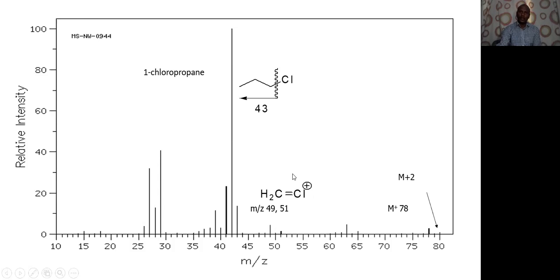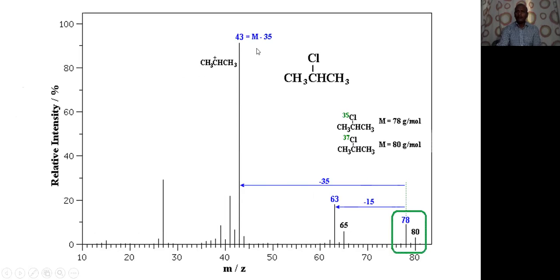Coming to the next one, the first thing is the probable cleavage for this molecule. You can expect the loss of halogen, and when you lose the halogen, this peak appears in the mass spectrum, which is the most abundant peak. The m/z value is 43.